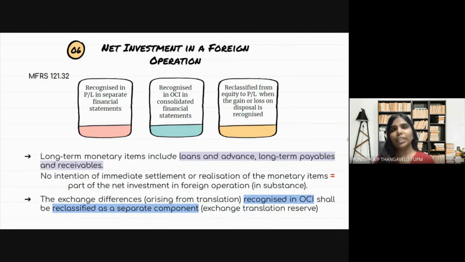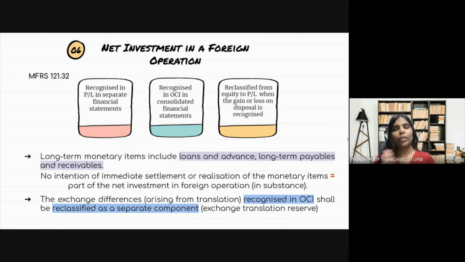The long-term monetary items include loans and advances, long-term payables and receivables, if there is no intention of immediate settlement or realization of these monetary items, since they are part of the net investment in the foreign operation.